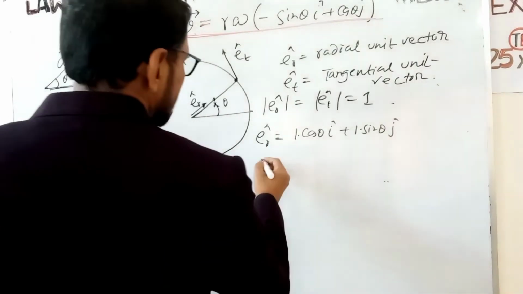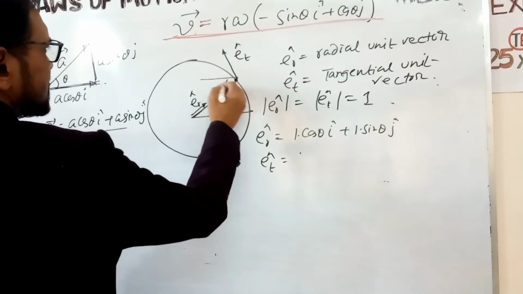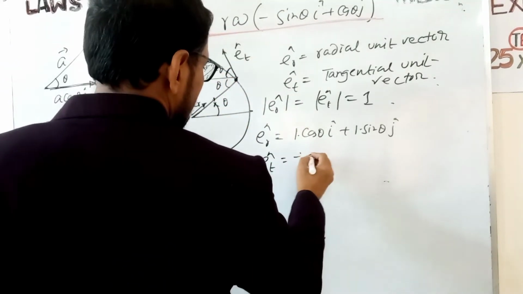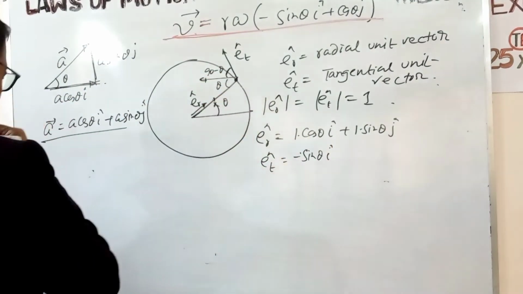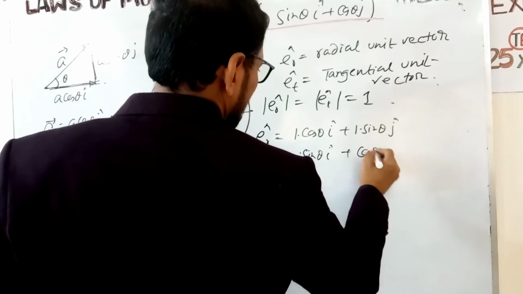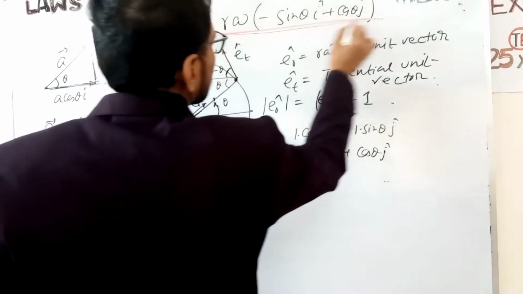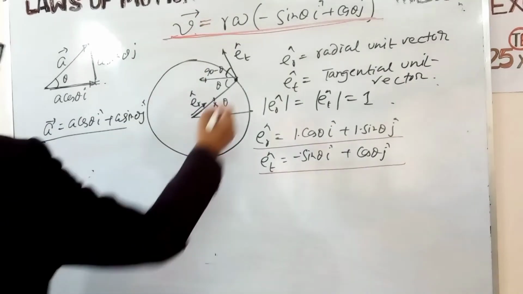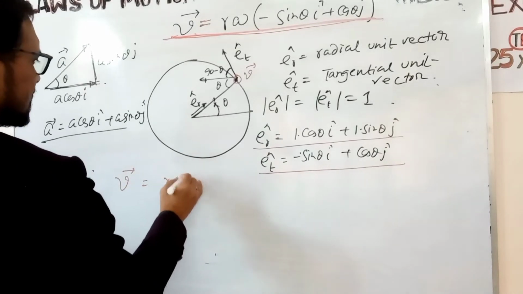So e_r equals this, and e_t is in this direction. This angle is theta, and this is 90 minus theta. That's why e_t is cos(90 minus theta), that is minus sin theta i, because this part is along the negative x axis, and cos theta j. This way we get it. So this is the velocity vector, this is the radial unit vector, this is the tangential unit vector. So what is the velocity at that point? The velocity equals r omega times what is this?